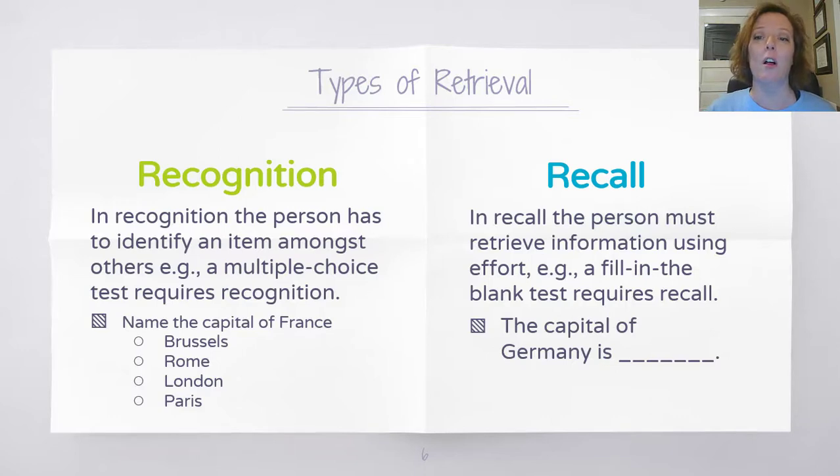In recall, the person has to retrieve information entirely. You have to use more effort. So if you were asked what the capital of Germany is, you have to recall that without any kind of clues as to the answer because it's not there. You have to kind of pull it out of your memory without any help.